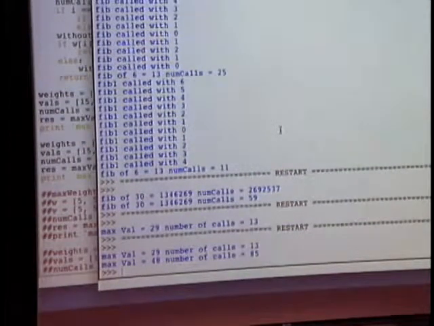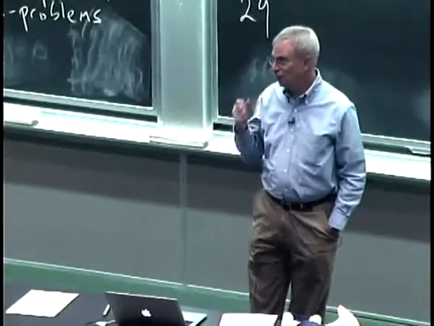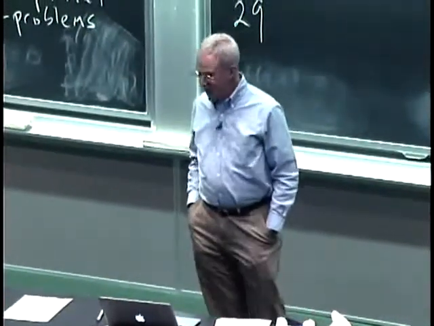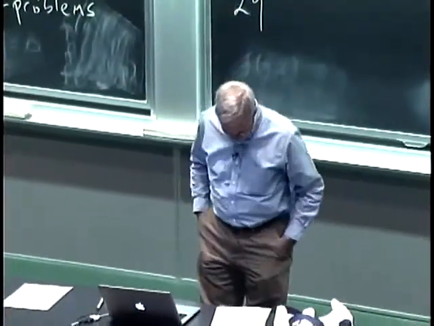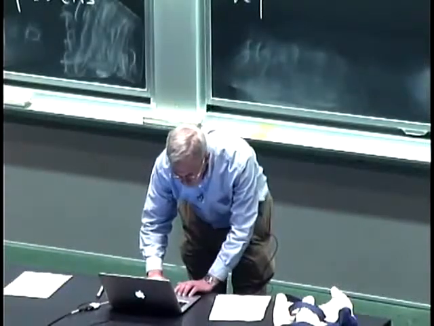Here, it gets a maximum value of 48 and 85 calls. So we see that I've doubled the size of the vector, but I've much more than doubled the number of calls. This is one of these properties of this kind of exponential growth.